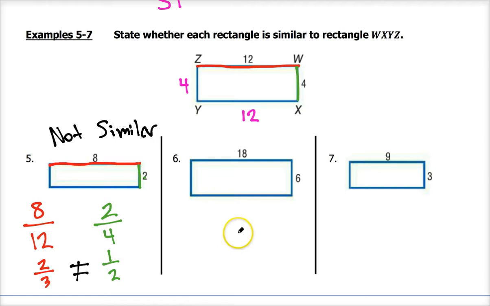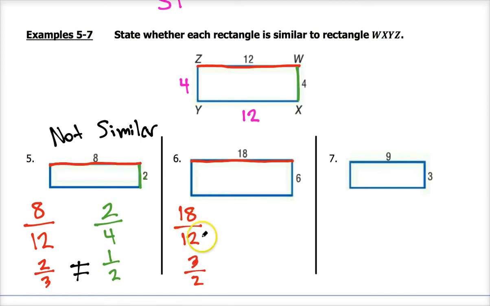Okay, let's try that again for number 6. So number 6, my top side measures 18 units. And again, we're comparing it to the top rectangle, which measures 12 units. So we have 18 to 12. That reduces to 3/2. So the ratio is 3 to 2.